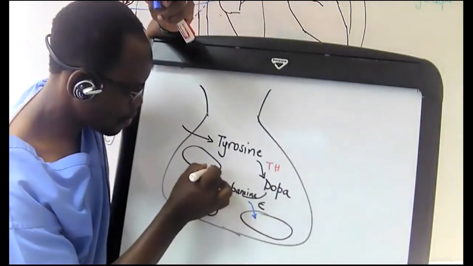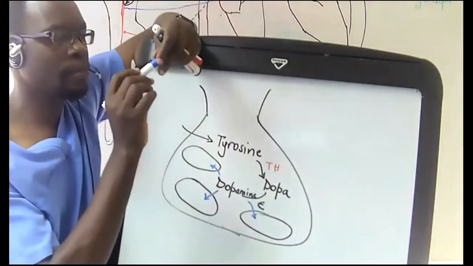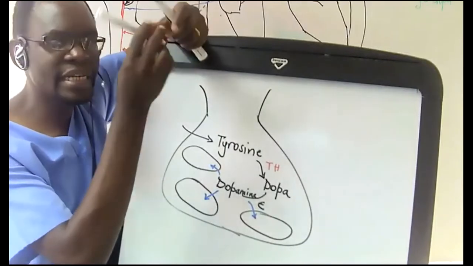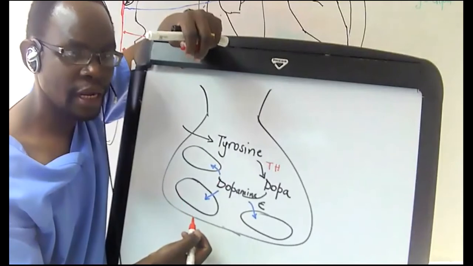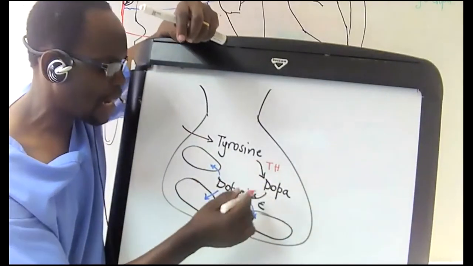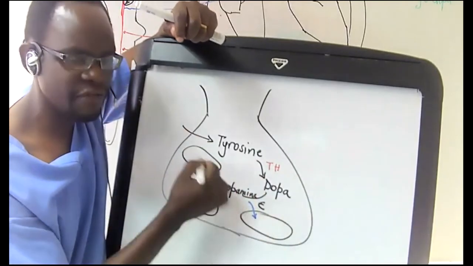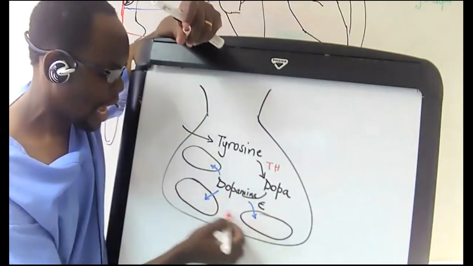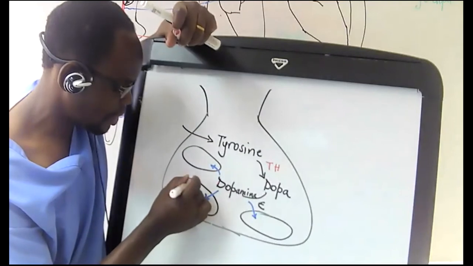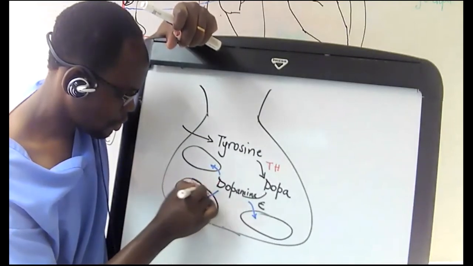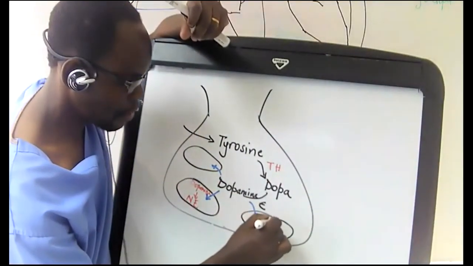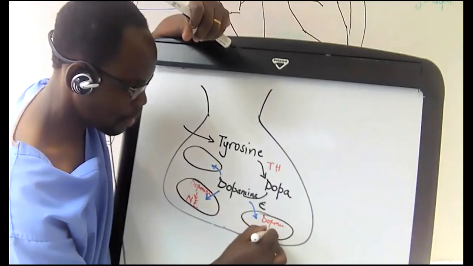Once it is within those vesicles, it is further converted into norepinephrine, which is stored in those vesicles. Again, I repeat: from tyrosine to DOPA, to dopamine. Then the dopamine is pumped into the vesicles by the monoamine uptake mechanism, and this dopamine is further converted into norepinephrine.